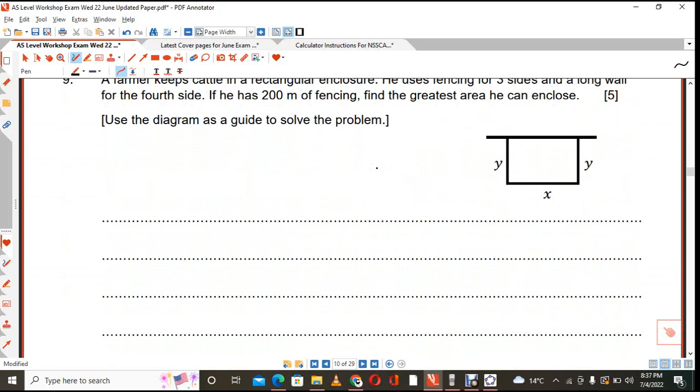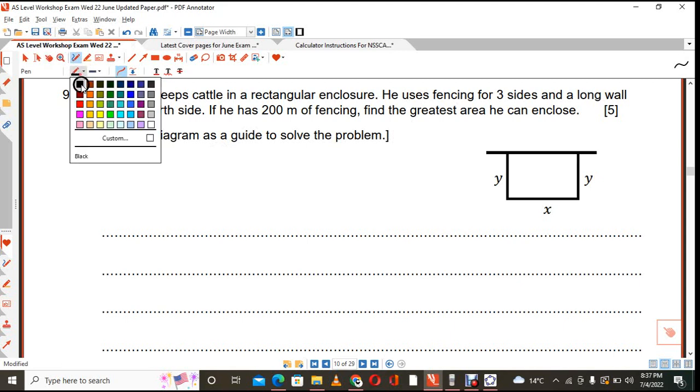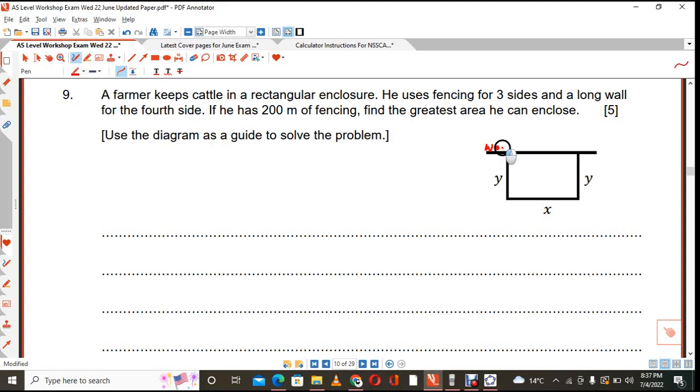Question 9, we can squeeze in question 9. A farmer keeps cattle in a rectangular enclosure. He uses fencing of 3 sides and a wall. So the wall is this darker part here. So this is the wall. Okay, so that's the wall, please. So the fencing starts from here all the way up. Y, X, Y. The fencing he's using is 200 meters in total length.